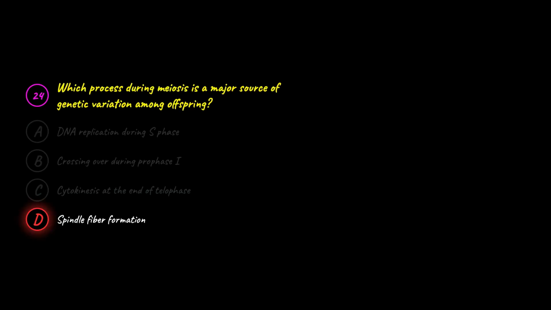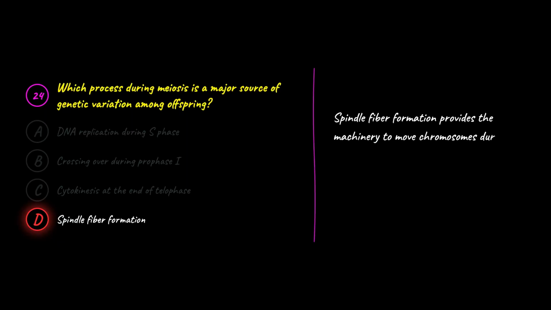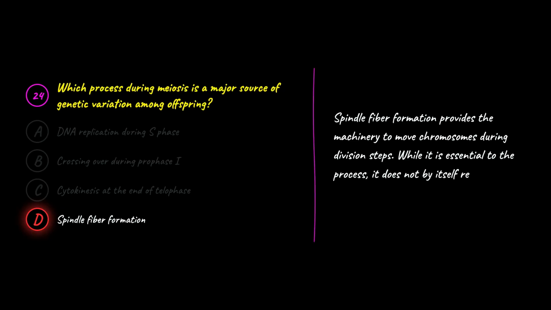D is wrong because spindle fiber formation provides the machinery to move chromosomes during division steps. While it is essential to the process, it does not by itself rearrange genetic material to create variation among offspring during sexual reproduction.